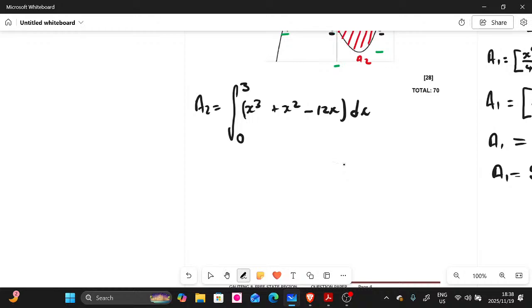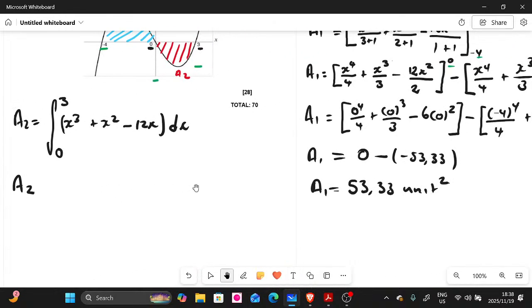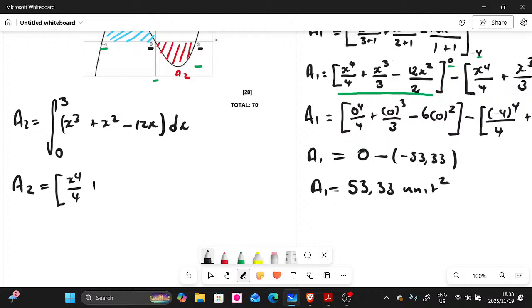Now we integrate, guys. We did the integration here, so I'm just going to jump straight to it. It's the same integral, guys. Let me highlight it with green. Nothing changed there; the only thing that changes is the limit. So area 2 equals x to the power of 4 divided by 4 plus x to the power of 3 divided by 3 minus 6x squared, and then the upper limit is 3, the lower limit is 0.